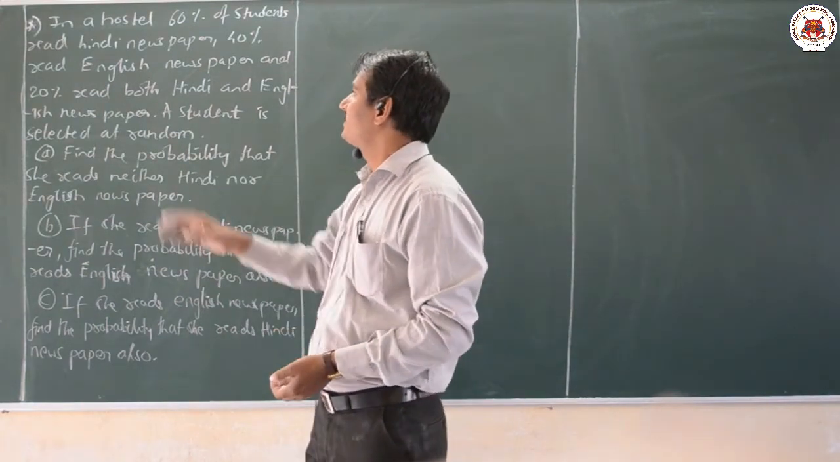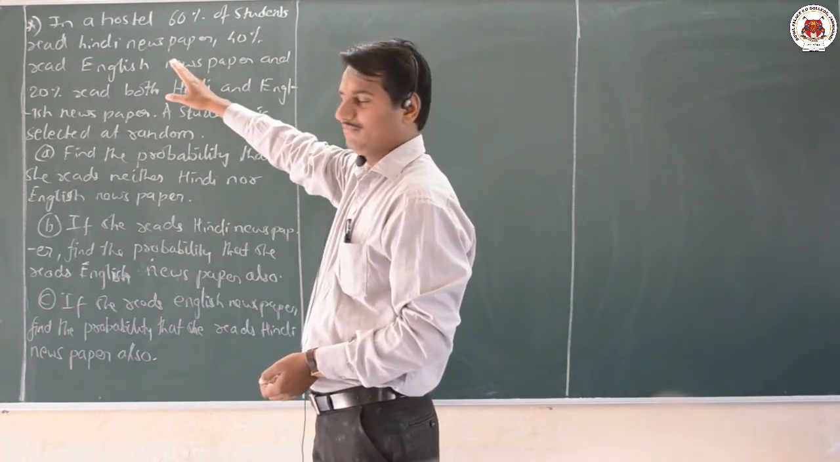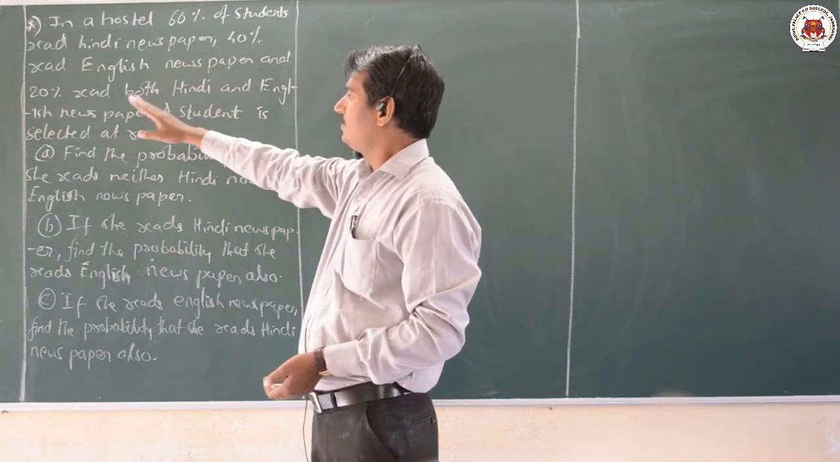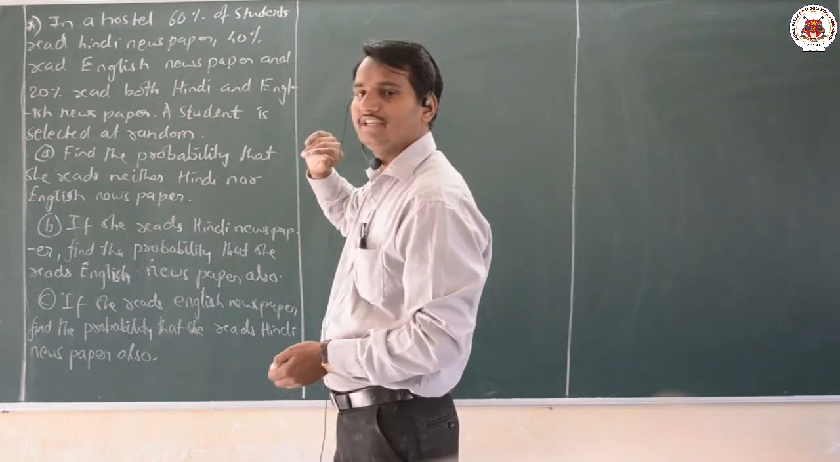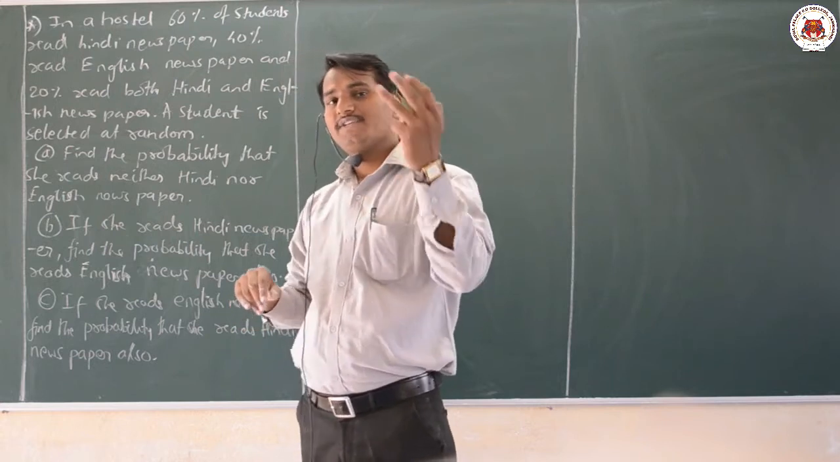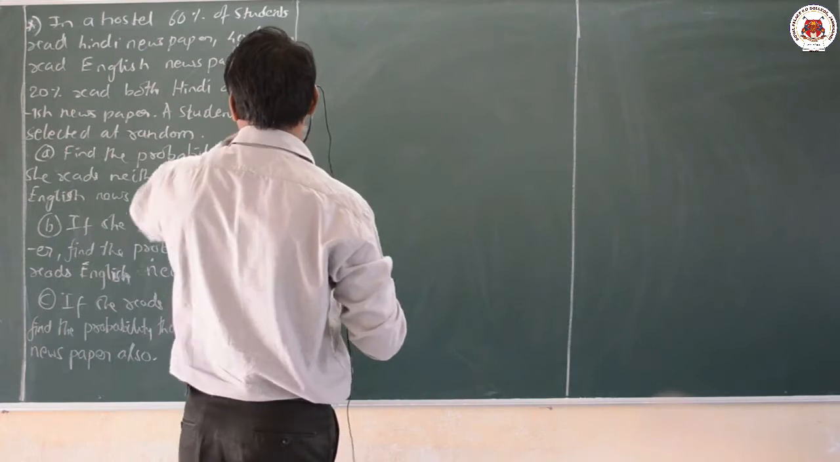The next problem is, in a hostel 60% of the students read Hindi newspaper, 40% read English newspaper, and 20% read both Hindi and English newspaper. Okay, dear students, so that means whenever it is in terms of percentage, n of sample space is always 100 here.